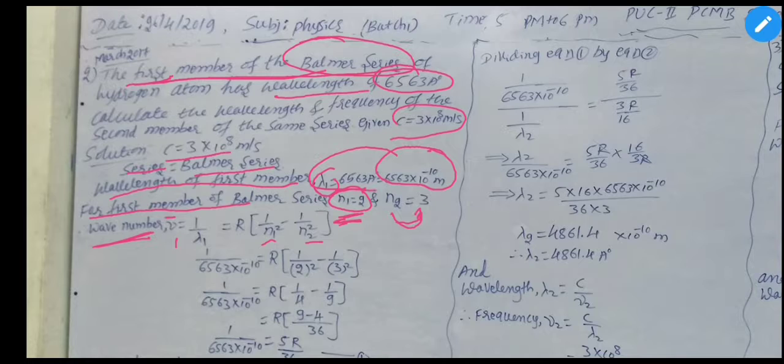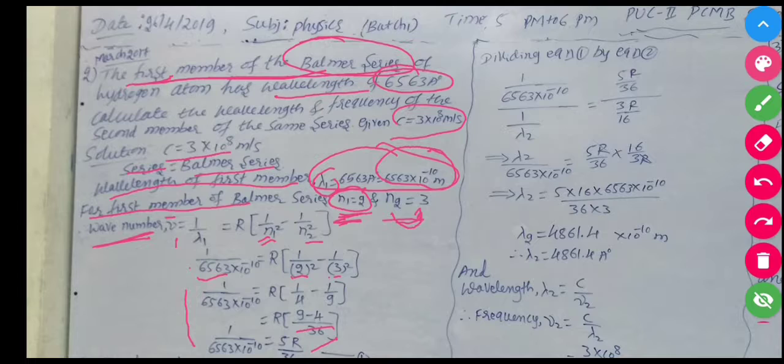Next we have the formula concerned to the wave number, nu bar. For the first member, nu bar 1 equals 1 by lambda 1, which equals R into 1 by n1 square minus 1 by n2 square. Lambda 1 has to be substituted: 1 by 6563 into 10 raised to minus 10 equals R into 1 by 2 square minus 1 by 3 square.